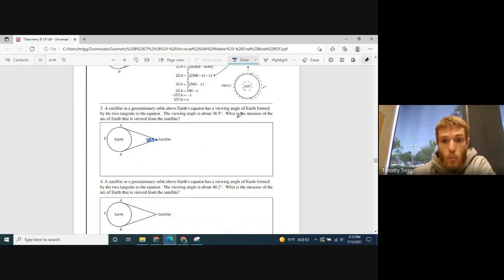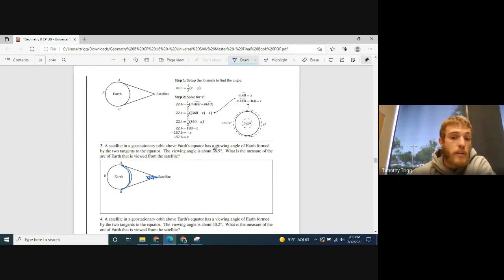Okay. What is the measure of the arc of Earth that is viewed from the satellite? So it's talking about the arc that goes from here, this arc here. So from A to B. They want to know how many degrees is that arc.